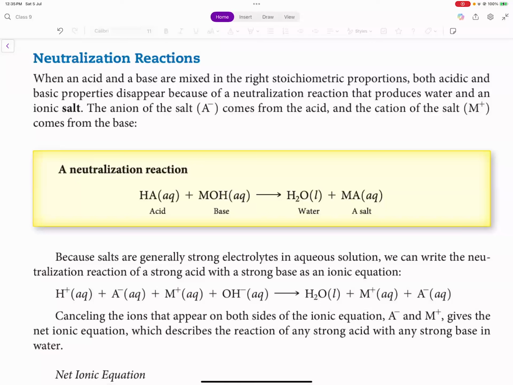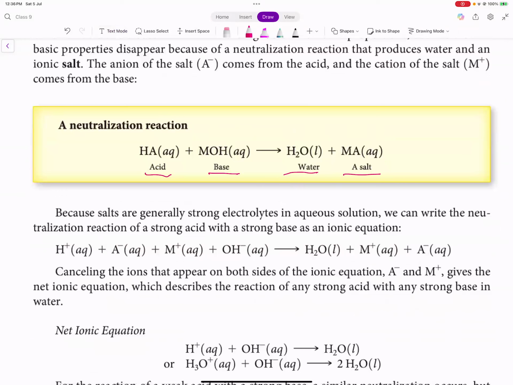Now, neutralization reactions, you must have heard about them. What happens? We mix acid and base and we get water and salt, right? This is a neutralization reaction: acid plus base gives water and a salt. Salts are strong electrolytes. We can also write the neutralization reaction as an ionic equation provided we have a strong acid and strong base. If we have a strong acid, I can write HA as H+ aqueous, A- aqueous. If I have a strong base, I can write M+ aqueous, OH- aqueous.